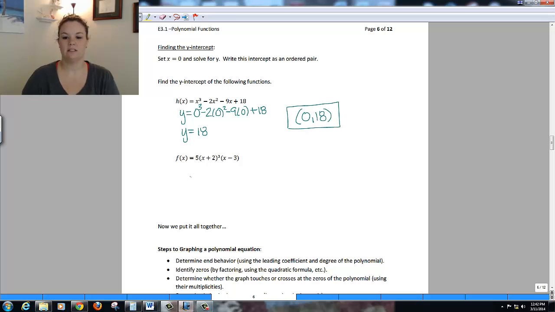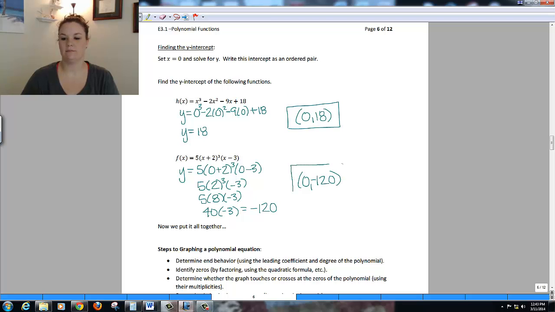Okay, let's get another one. Same thing here, f of x is the same as y. I put 0 in for x to figure out my y-intercept, and then I just simplify. So I get 5 times 2 cubed times negative 3, which is 5 times 8 times negative 3. 5 times 8 is 40, times negative 3 gives me negative 120. So that means my y-intercept here is (0, negative 120).